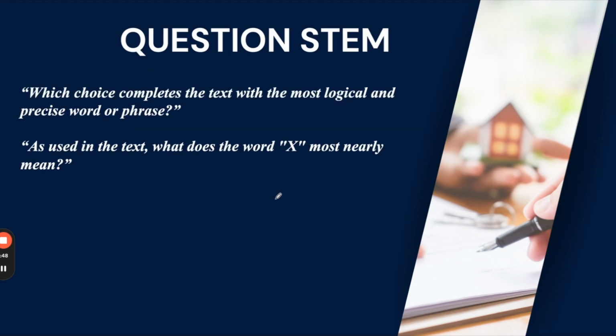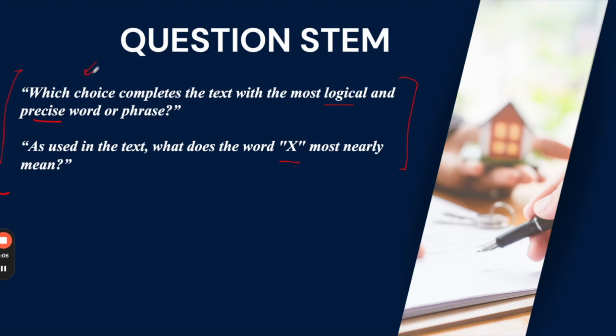Now let's understand how to identify that we are dealing with a words in context question type. These two are the common question stems that you will find for this question type. Which choice completes the text with the most logical and precise word or phrase? As used in the text, what does the word X most nearly mean?